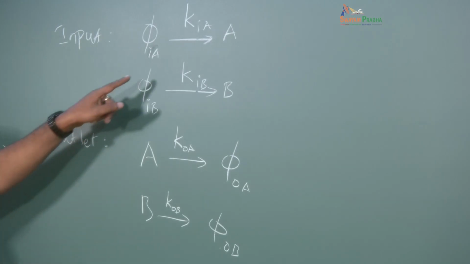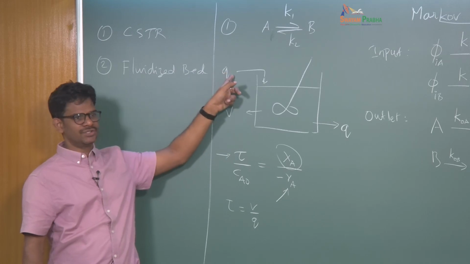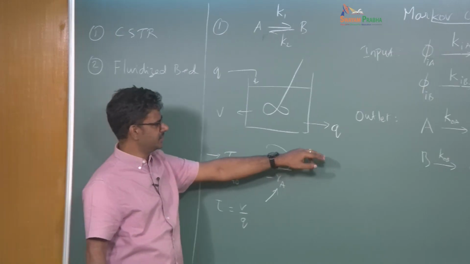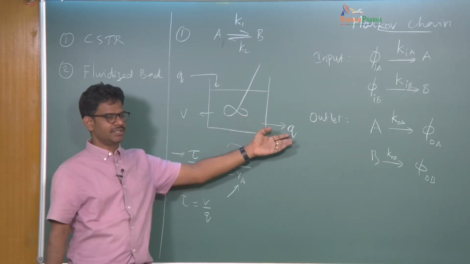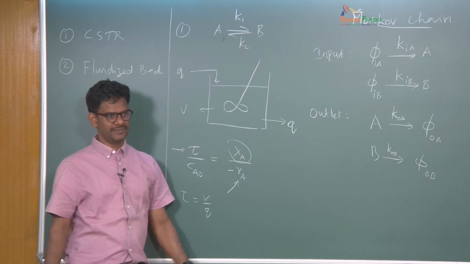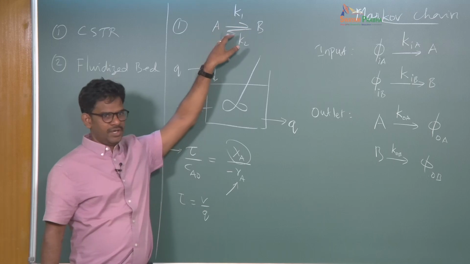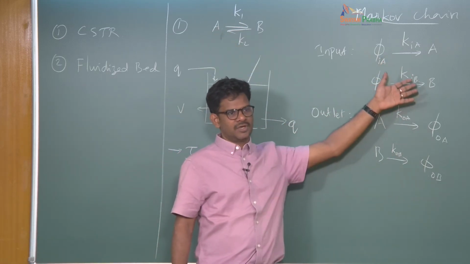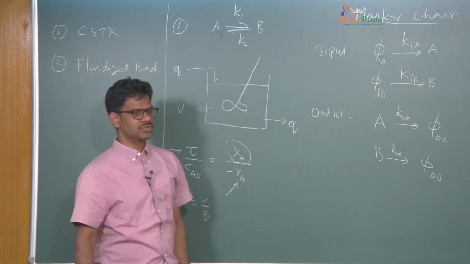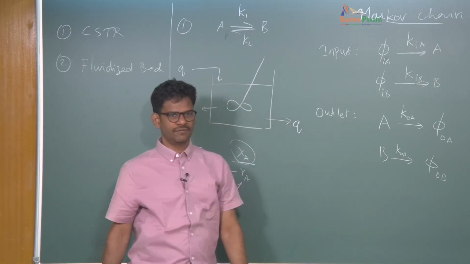Obviously, this KIA and KIB are related to the flow rate in and the feed concentration. Similarly, this KOA and KOB must be related to the concentration and Q here. So we will relate that also. As much as we know about the reaction rate constants K1 and K2, we also know how A is coming in, how A is going out, and how B is coming in and how B is going out. So essentially the CSTR problem can be mapped into a set of reactions.